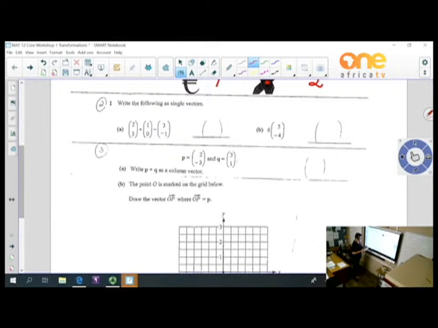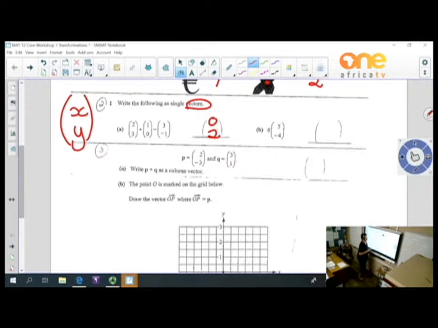Write the following as a single vector. So now we're looking at vectors, column vectors, and you will remember we said this is x, y, a column vector. We can add and subtract them, and then you work with x and x and y and y. So 2 plus 1 minus 3 is 0. 3 plus 0 minus 1 is 2. That is my column vector.